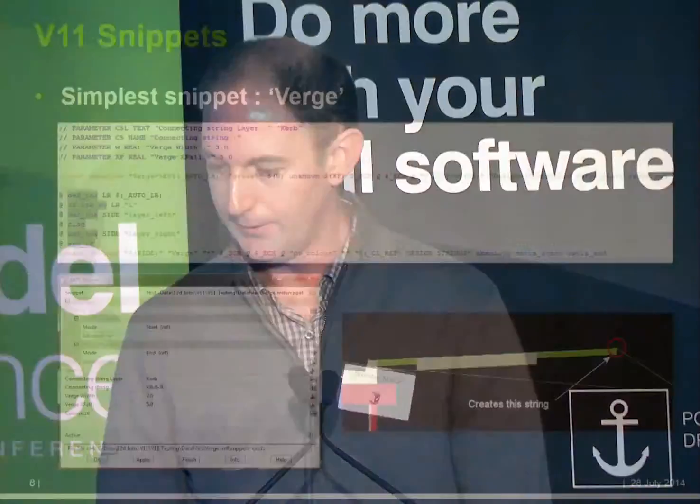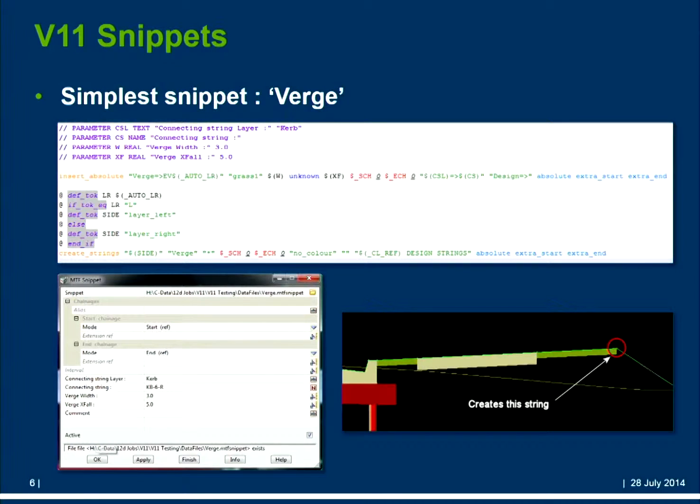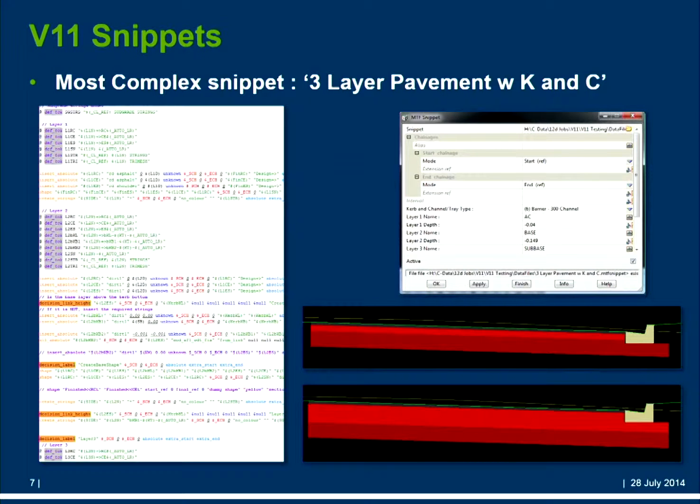The simplest snippet we've got is one that just creates a single string. You can see the code isn't too bad. There will be other sessions, I know, covering off on some of the snippet creation work. So you can have a snippet that's as simple as that, or you can have a snippet that's as complex as doing all 3 pavement layers with a depth allowance in there too.